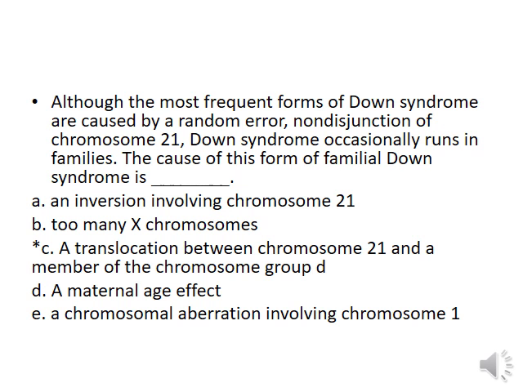So although the most frequent forms of Down syndrome are caused by a random error, non-disjunction of chromosome 21, Down syndrome occasionally runs in families. The cause of this form of familial Down syndrome is C, a translocation between chromosome 21 and a member of the chromosome group D.